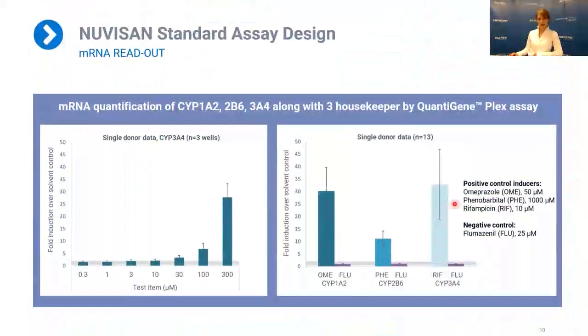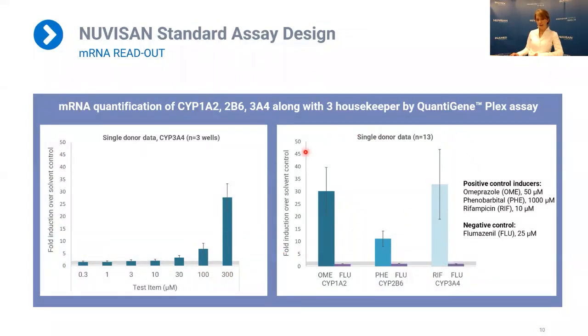And we quantify the mRNA of CYP1A2, 2B6, and 3A4, along with 3 housekeeping genes by the QuantiGene Plex assay technology. A typical result is shown here. We plot fold induction over solvent control against the 7 test item concentrations. And you can see here that our example test drug is a significant inducer of CYP3A4 in this particular single donor at the high concentrations.